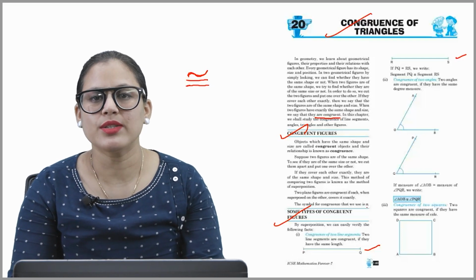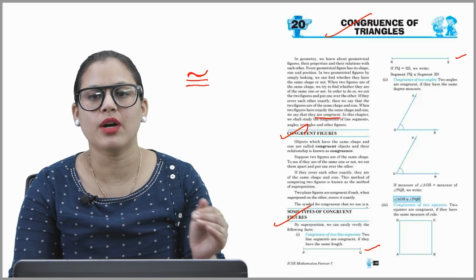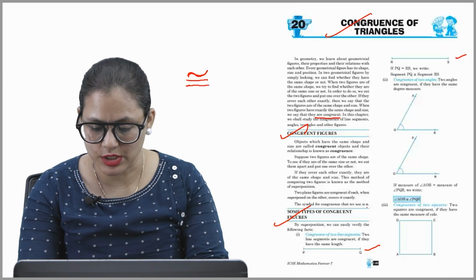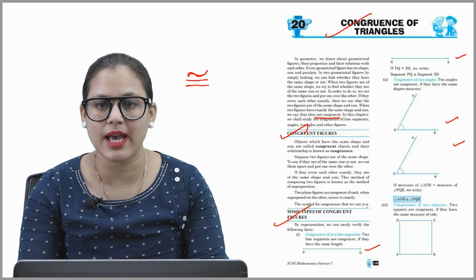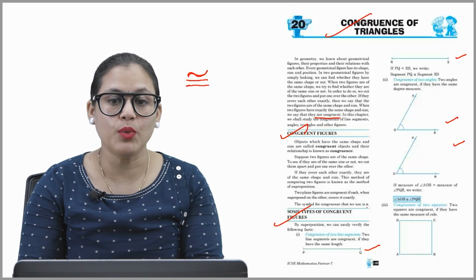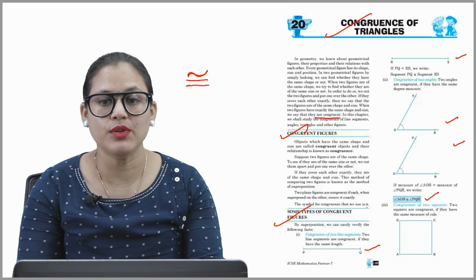Two, congruence of two angles. Two angles are congruent if they have the same degree measure. For example, these two angles are equal. That is, angle AOB is equal to angle PQR. That is, angle AOB is congruent to angle PQR.